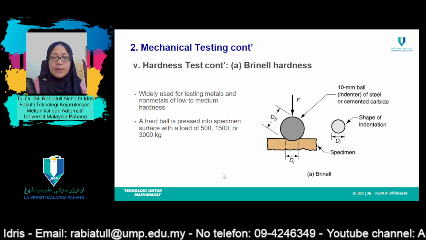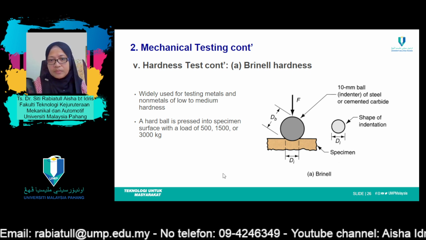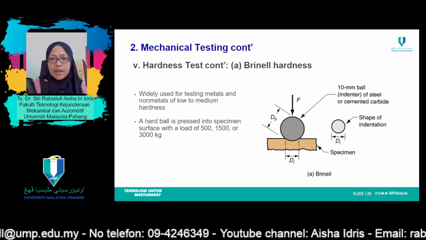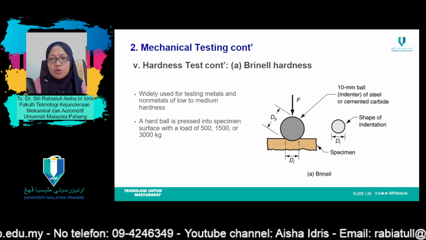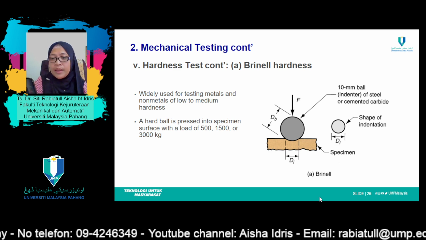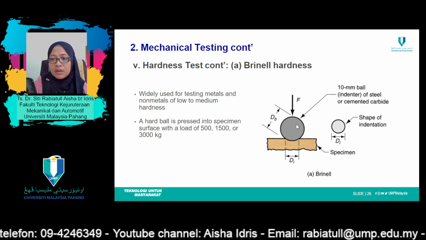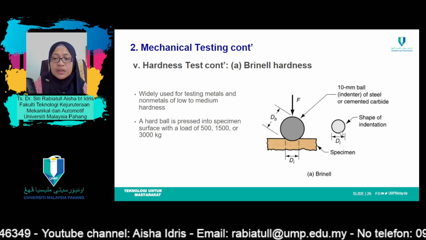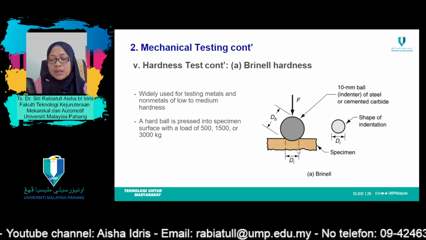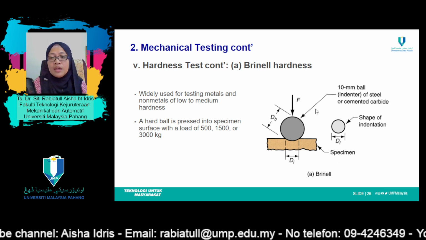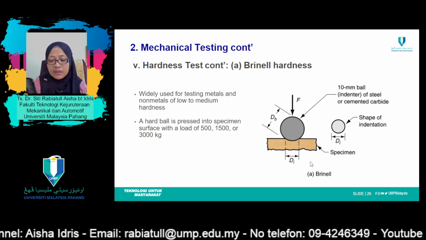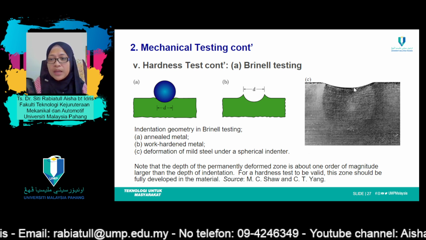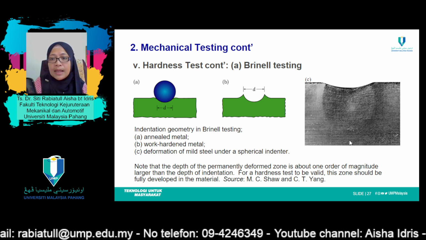Now let's look at Brinell hardness. It is widely used for testing metals and non-metals of low to medium hardness. You can see this is the indenter itself, and this is the shape of the indentation on the specimen after the indenter presses onto the specimen. And this is what happened to the specimen after it is being indented.